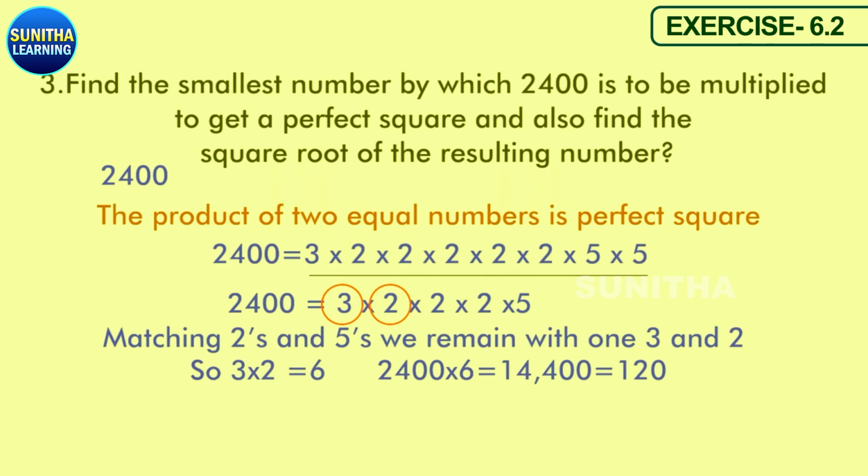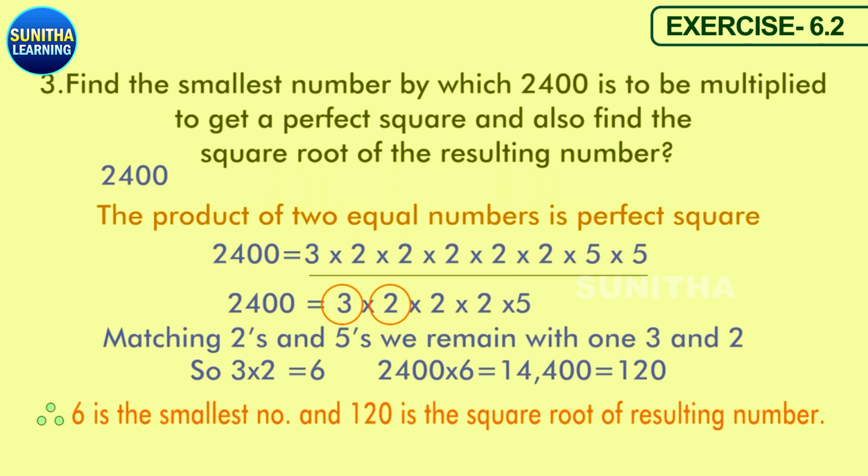Now what did they ask us to find? 14,400 is the resulting number. For this resulting number, we have to find the square root. Now the square root of 14,400 is 120. So the square root of the resulting number is 120. Like this we have to do. Resulting number means like this you have to do.